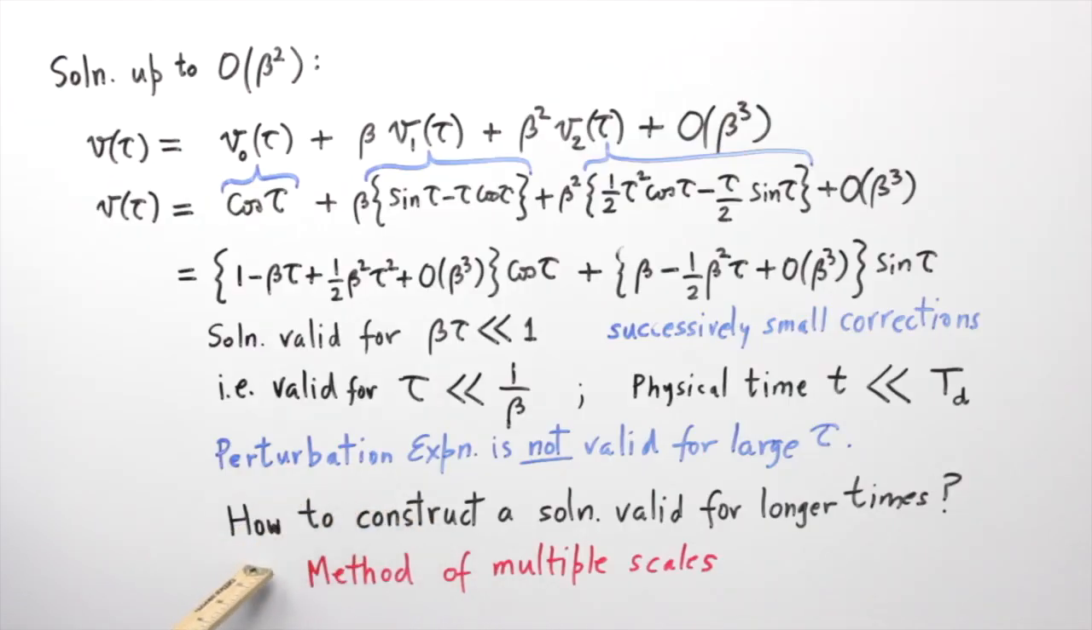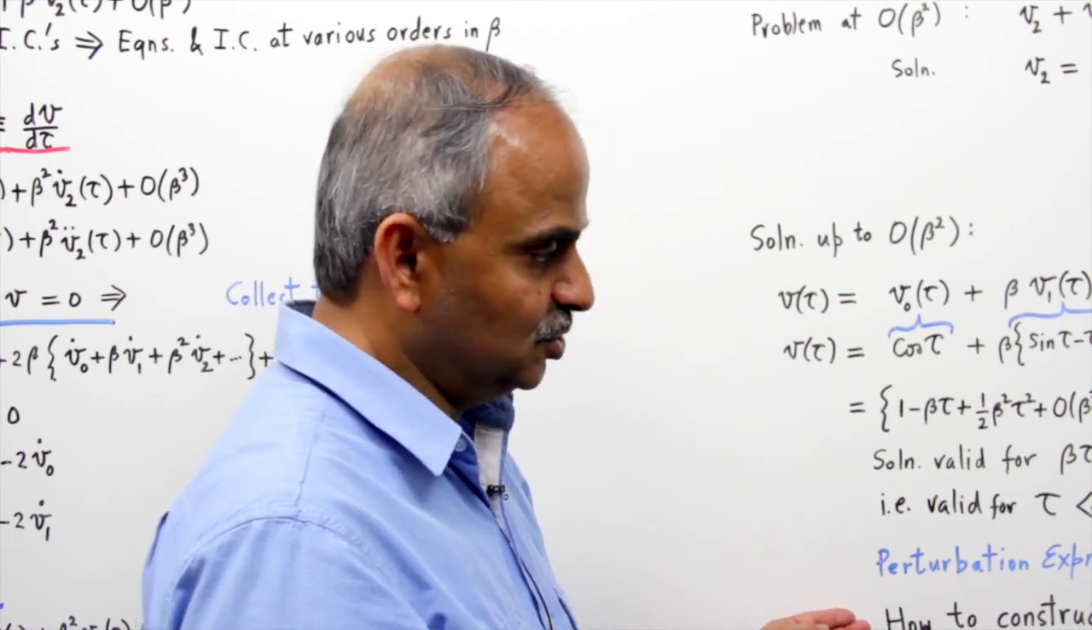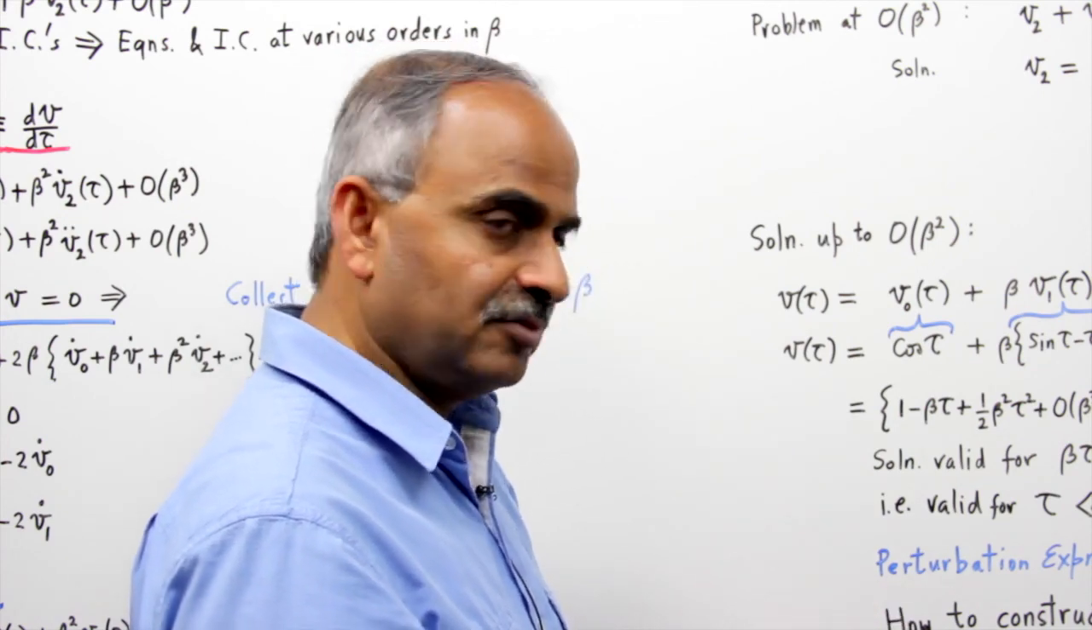And so a natural question then is, can we construct an analytical solution which is valid for much longer times, such that the cumulative effect of damping can be described? This can be done, and there is a variation of what we have talked about. It's called the method of multiple scales, which allows us to extend what we have described here to do what we would like to be able to do. So that would be the topic of further development.